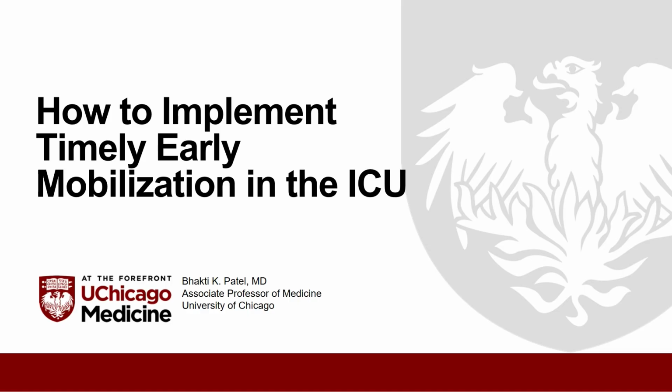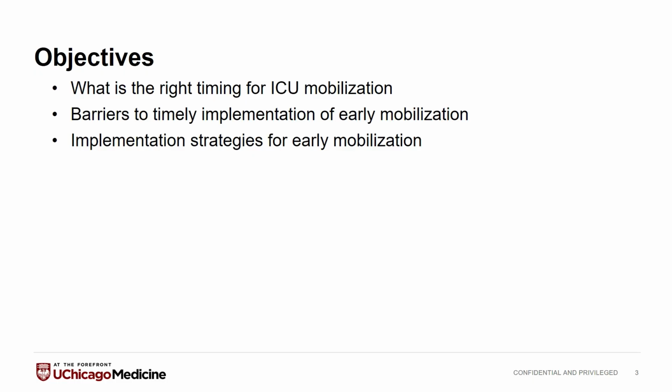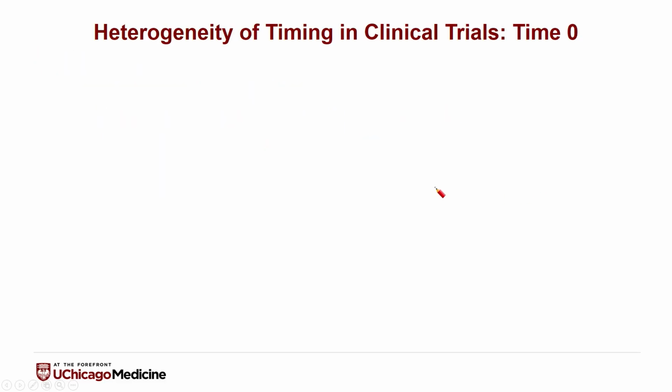So I'd like to talk about how we can implement mobilization at the early timing. These are my conflicts of interest. So first, I'd like to touch on what I mean by early. And we have learned a lot in terms of what the efficacy of mobilization will be in the framing of how soon should we get our patients up and moving. Then we'll talk a little bit about the barriers to timely mobilization and how to overcome those barriers so that we can effectively deliver this intervention at the right time.